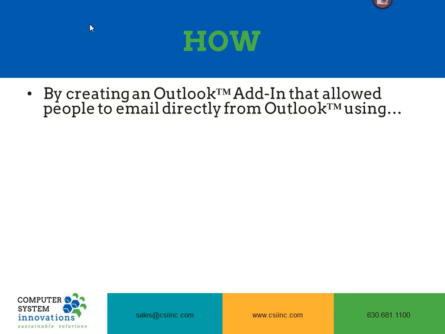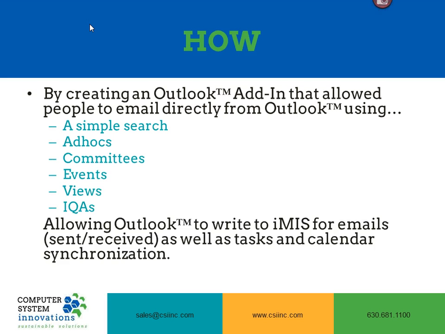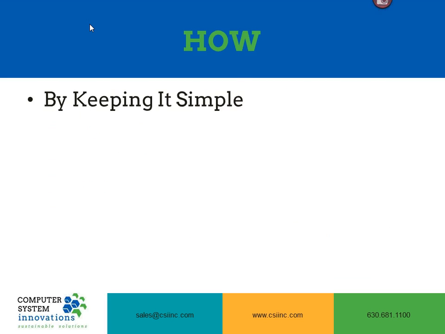So what did we do? We created an Outlook add-in that allowed people to email directly from Outlook using a simple search in iMIS: ad hocs, committees, events, views, IQAs. And then we said, hey, let's allow Outlook to write to iMIS for emails, both sent and received, as well as task and calendar synchronization. So that sounded pretty cool.